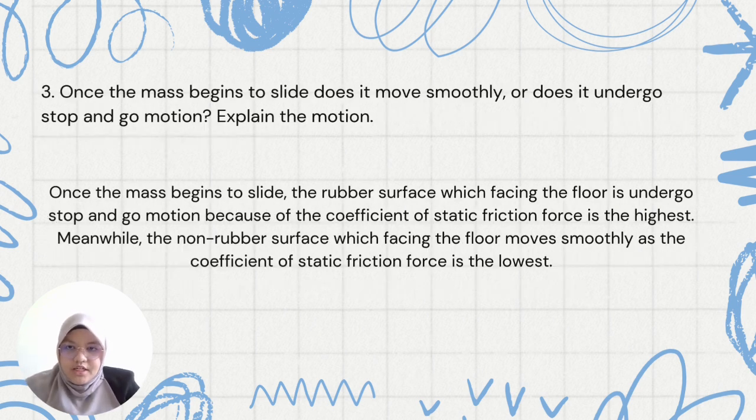So, the last question is, once the mass begins to slide, does it move smoothly or does it undergo stop and go motion? Explain the motion. So, the answer, once the mass begins to slide, the rubber surface which is facing the floor undergoes stop and go motion because the coefficient of static friction force is the highest. Meanwhile, the non-rubber surface which is facing the floor moves smoothly as the coefficient of static friction force is the lowest.